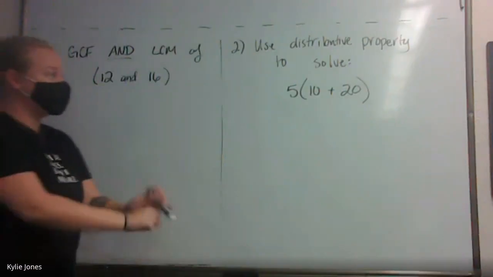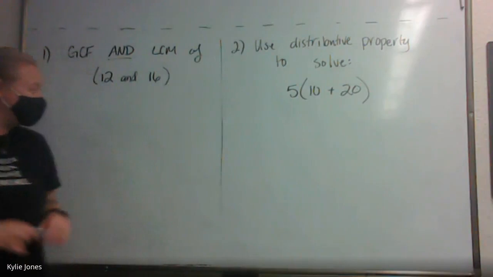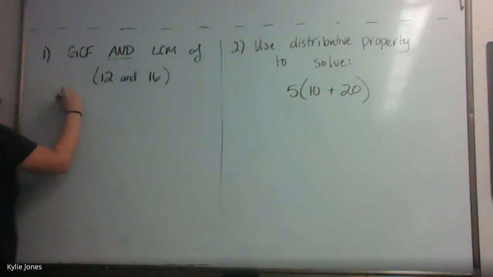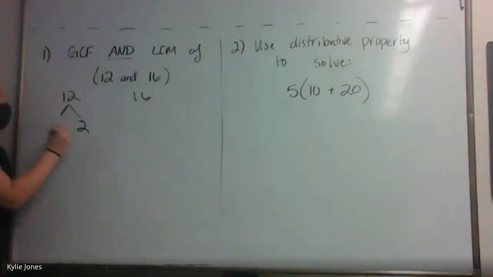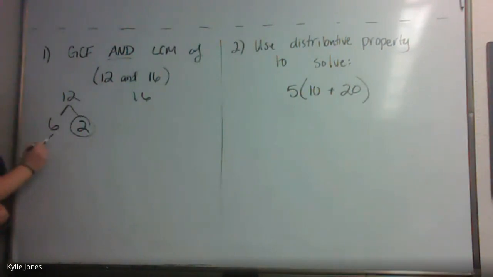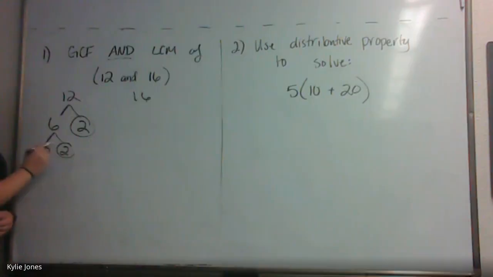All right, let's go ahead and go over these so we have time to work on the other quizzes. So, GCF and LCM, the first thing we need to do is make our factor trees. So we have 12 and 16. What numbers multiply into 12? 6 and 2. Or 2 and 6, or 3 and 4. Does it matter which way you do it? No. So we know we can circle 2 because it's prime. What numbers multiply to 6? 3 and 2. Good. Done with that.